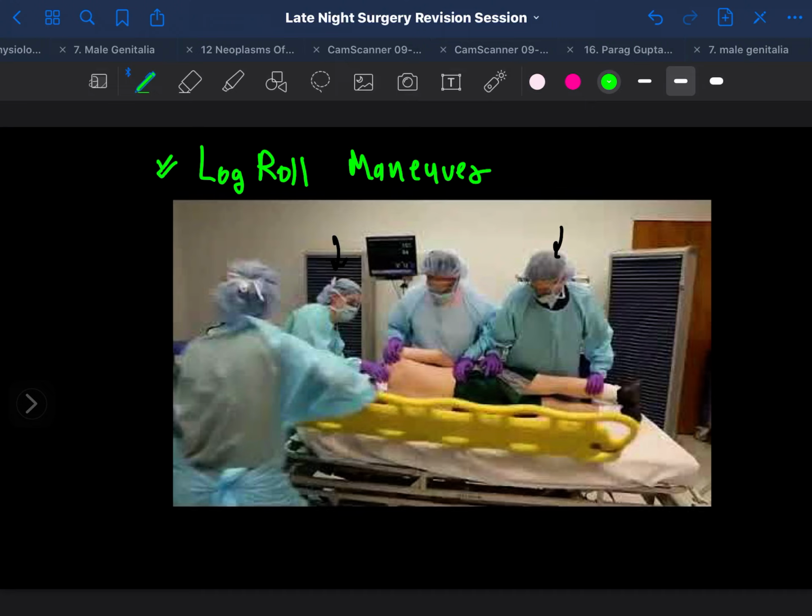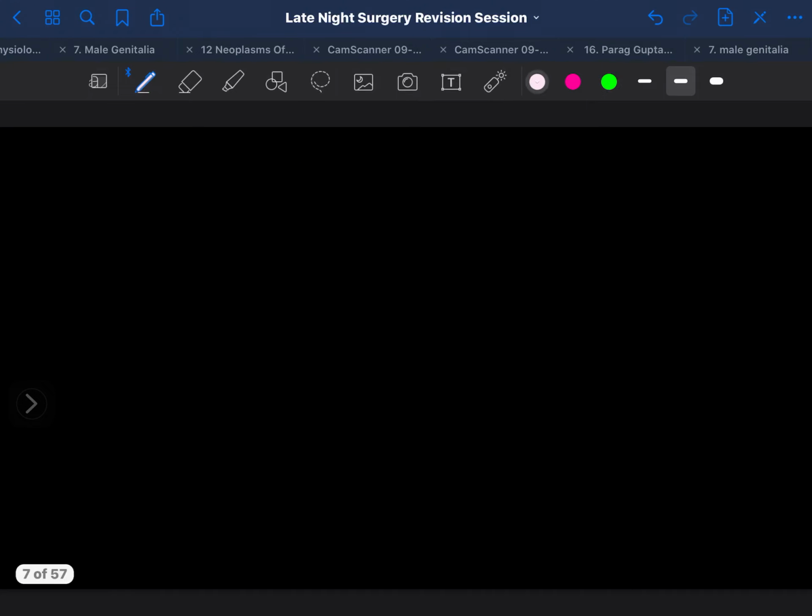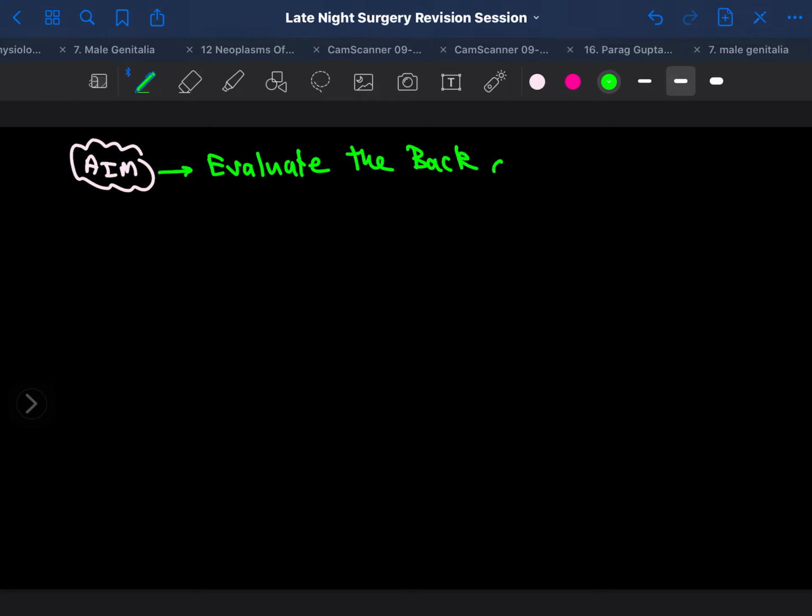What is this? This is your log roll maneuver. Now what you need to understand is why this is being done. So let's understand what the aim is. What is the aim of performing this particular maneuver? You want to evaluate the back of the patient. This is the aim of the log roll maneuver.